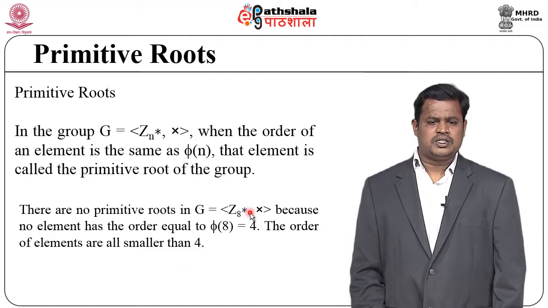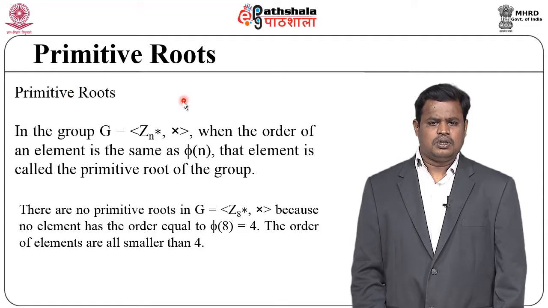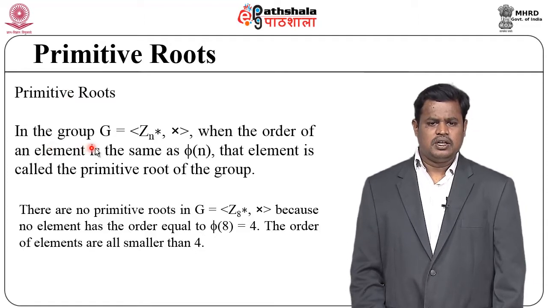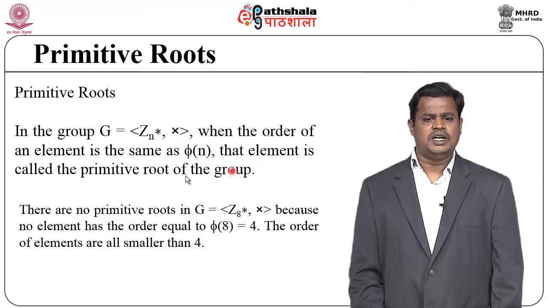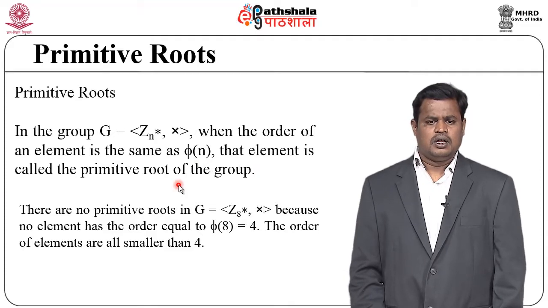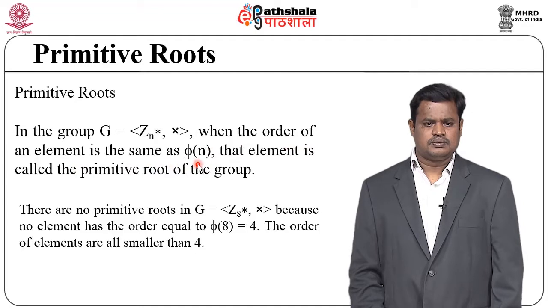Now, with the help of this, we are going to define the primitive root. What is a primitive root? In a group G, Zn star with multiplicative operation, when the order of an element is the same as phi of n, then the element is called a primitive root. If I take a group, and in that group the order of an element is the same as phi of n, we say that element is a primitive root of the group.